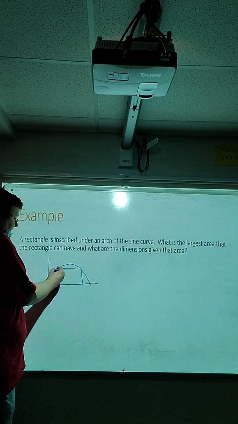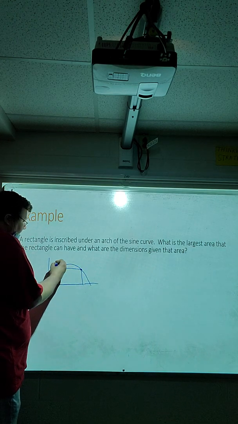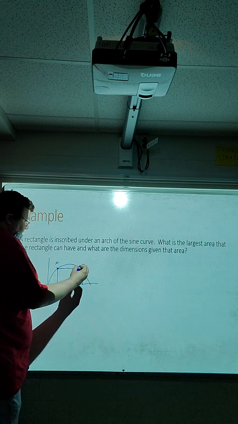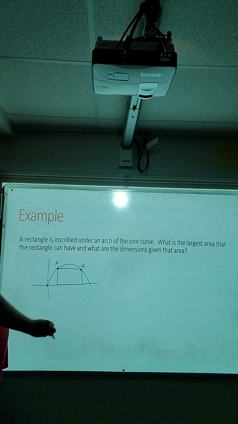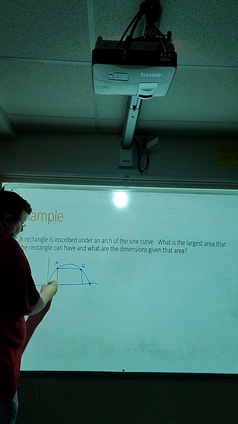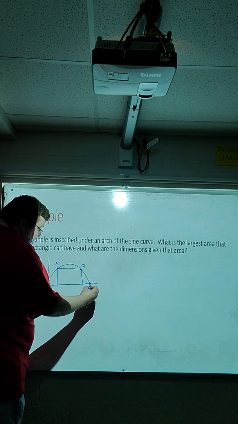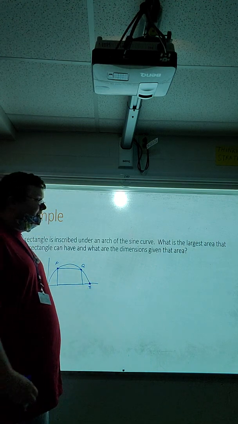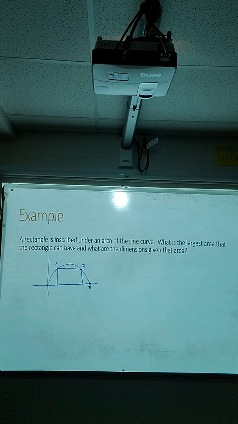So we know that the rectangle has vertices here and here. We'll call these point P and point Q. We know that naturally, the sine curve intersects the x-axis at 0, and the next place it does is at pi. That comes from trig. That's the next place that sine is going to be 0, is at pi.